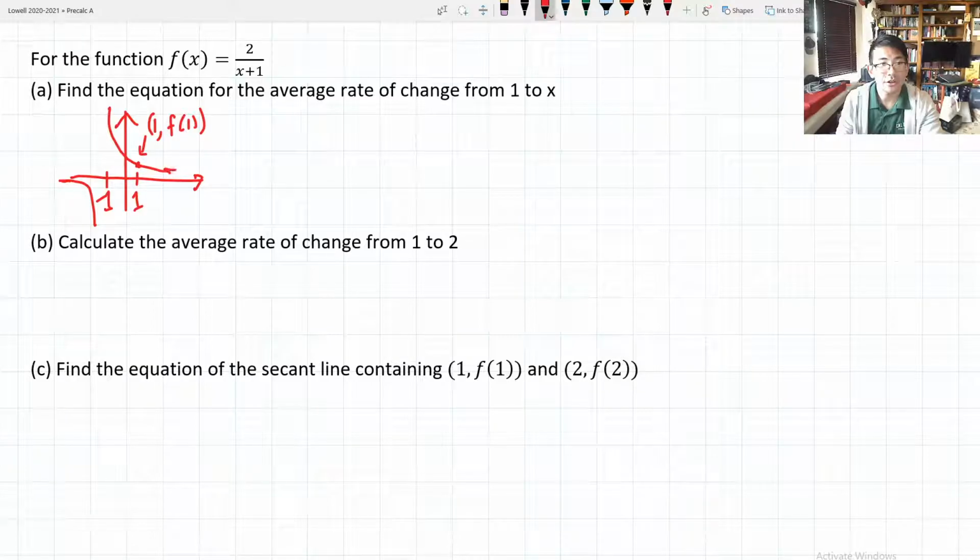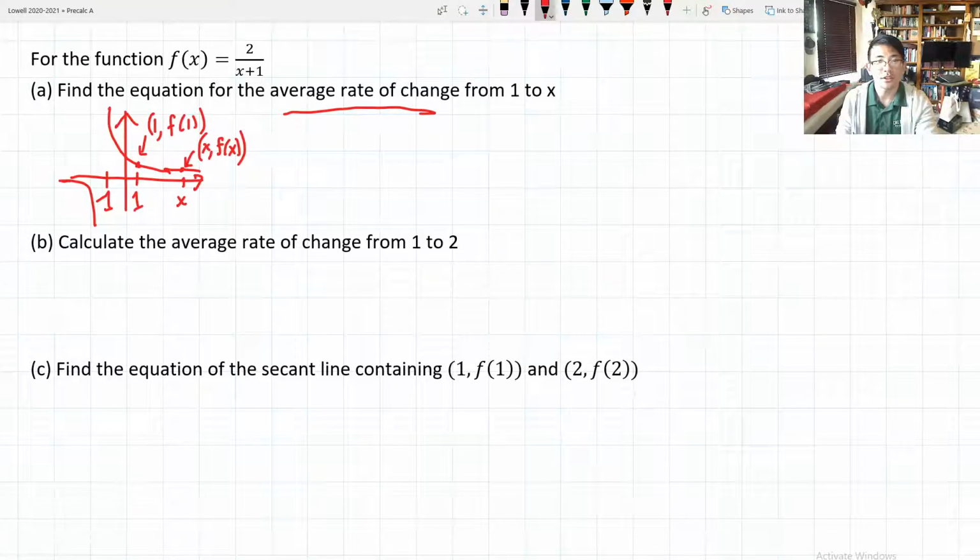And somewhere along the way, x could be maybe here. This point right here is x, because that's the x value that goes in. And whatever comes out is, well, you're going to have to just plug in x into the function. And so really, the average rate of change is just the slope. So I'll abbreviate, I guess, the ARC, which is really just slope again, is just, let's see, delta y over delta x.